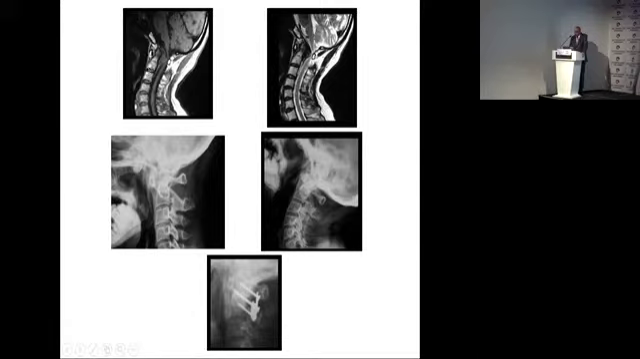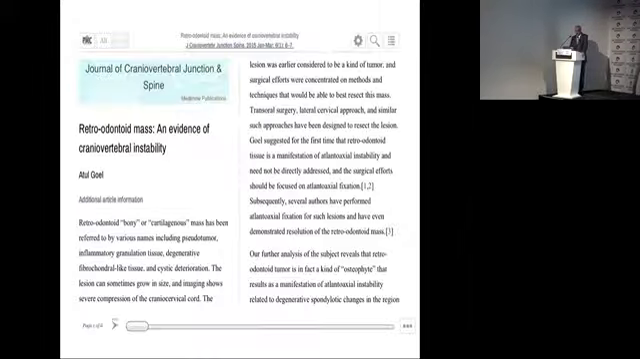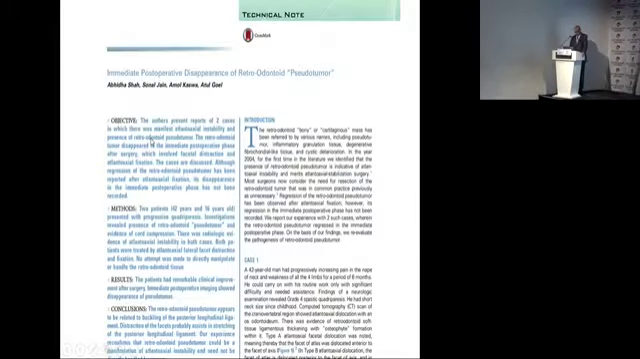These were called pseudotumor, and various names have been given to this entity, and we said that this is due to the joint problem, distraction of the facet, and treatment is the solution. And after we mentioned this, several other authors in the world have done this kind of treatment. So we said that retroodontoid mass is an evidence of craniovertebral junction instability.